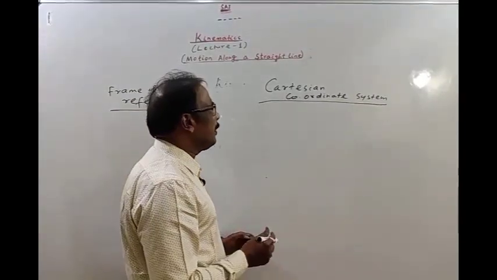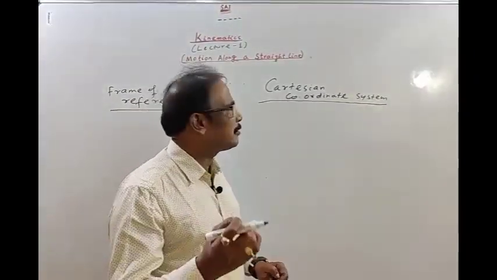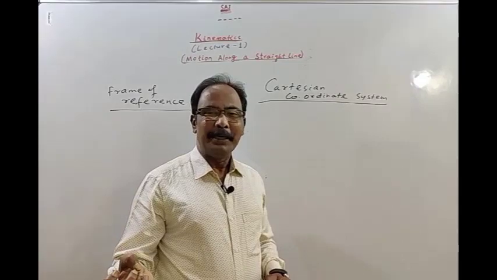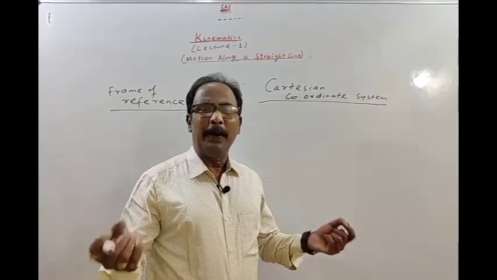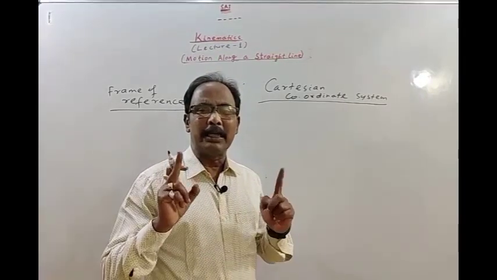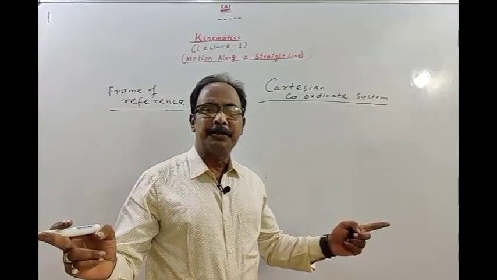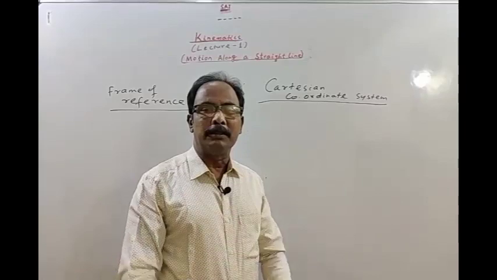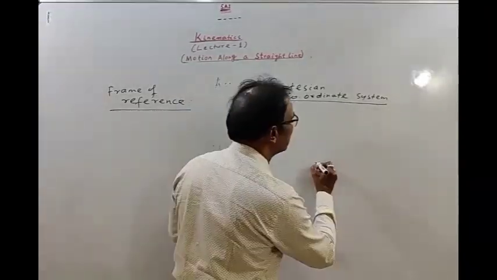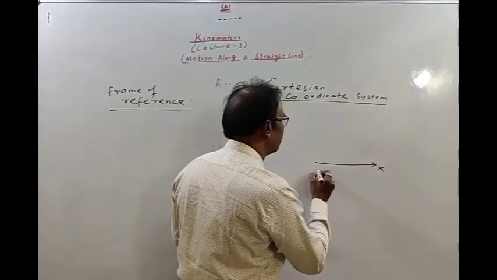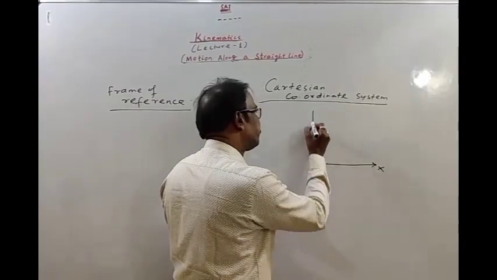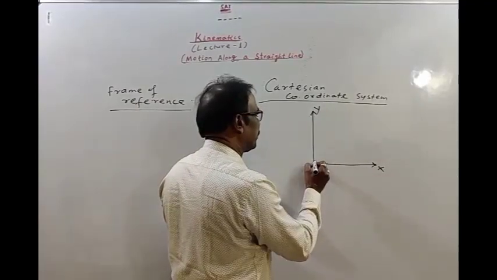Then Cartesian coordinate system. What is the Cartesian coordinate system? Cartesian coordinate system consists of three mutually perpendicular axes meeting at origin. Okay, suppose this is x-axis, this is origin, this is y-axis meeting at origin.